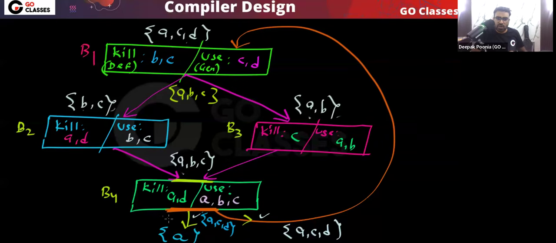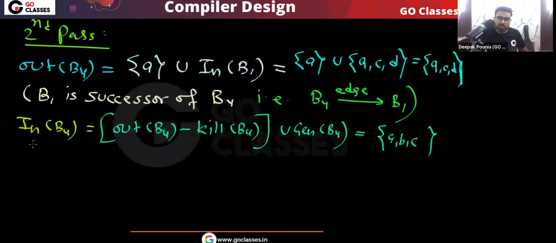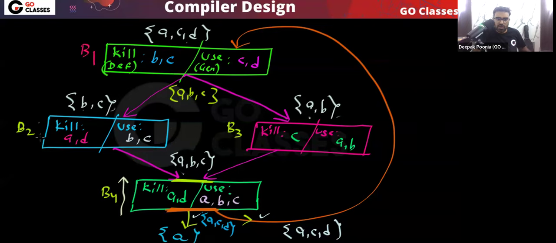You can notice that in the second pass, only out of B4 has changed. But notice one thing, that this out of B4 has changed, but when you cross this B4 in the reverse direction and find in of B4, again you are getting ABC only. Okay, so you can see in of B4 is same as the first pass. So I can say in of B2, in of B3, out of B1, in of B1, all these things will also not change. Okay, yes or no? That's it.